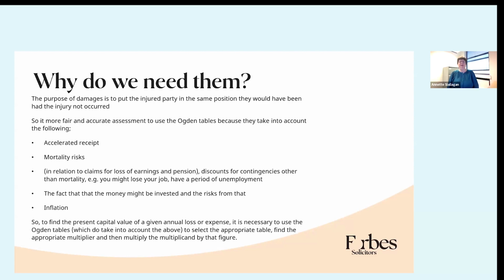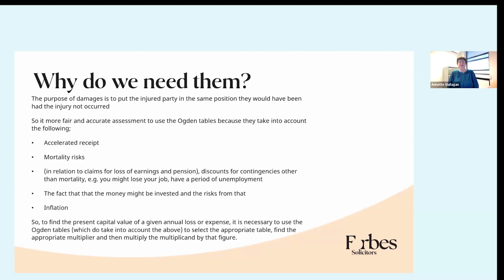The tables also take into account mortality risks. So the actuarial tables have studied the mortality rates for the average population, basically. So that is taken into account when calculating the multiplier. And also in relation to loss of earnings, you have to take into account that there's always a chance that not only might you die early, but also you might lose your job or have a period of unemployment. So the tables A to D, which I'll come on to later, will deal with that contingency.